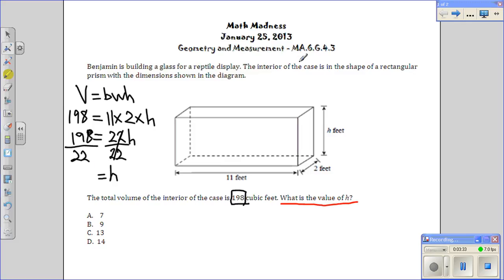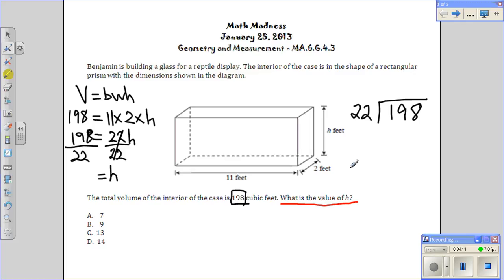Well, since 6th grade cannot use calculators, we're going to have to do a little long division. And we'll do it over here. Okay, so I have 22 divided into 198. Now I know 22 cannot go into 1 and it cannot go into 19. So let me start here.